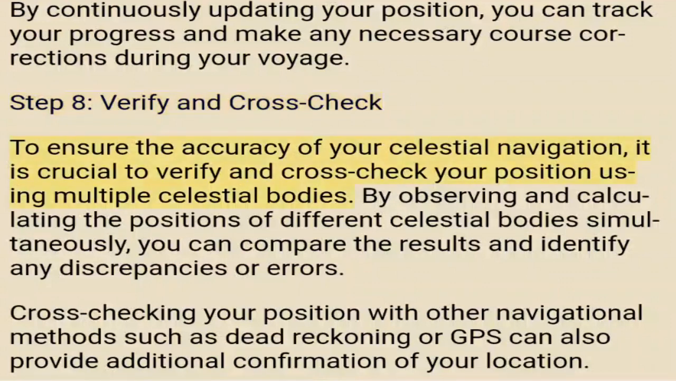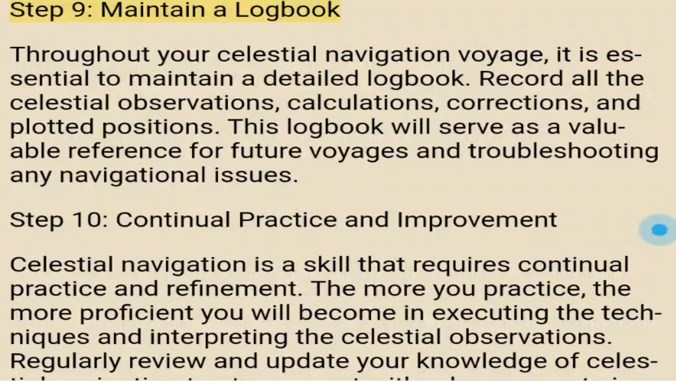To ensure the accuracy of your celestial navigation, it is crucial to verify and cross-check your position using multiple celestial bodies. By observing and calculating the positions of different celestial bodies simultaneously, you can compare the results and identify any discrepancies or errors. Cross-checking your position with other navigational methods such as dead reckoning or GPS can also provide additional confirmation of your location.